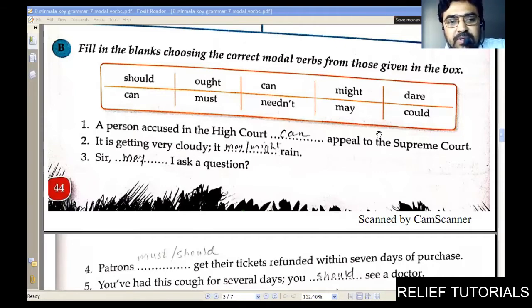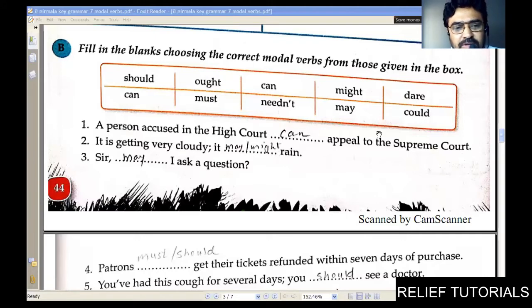So first one, a person accused in the High Court can appeal to the Supreme Court. He's got the permission, he's got the ability of doing this. Another use can also be should, but it is advisable to him, it is recommended to him. You can also go for might. It is a high probability that he could go toward the Supreme Court and appeal for that. So it depends on the situation.